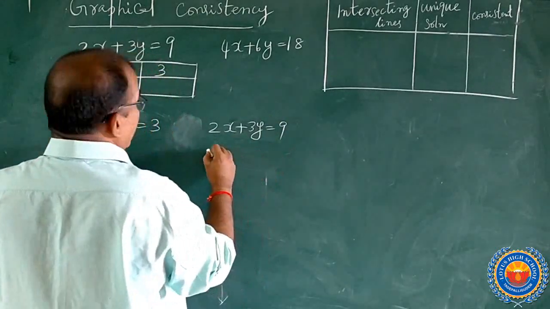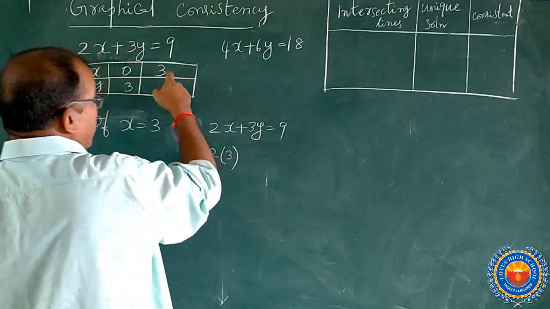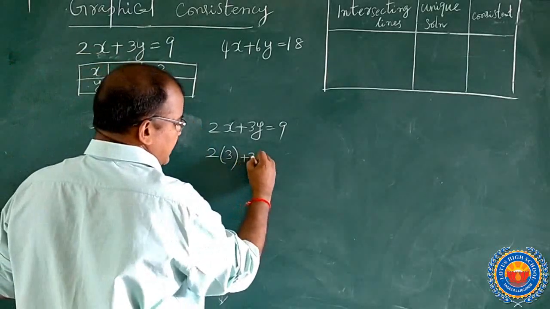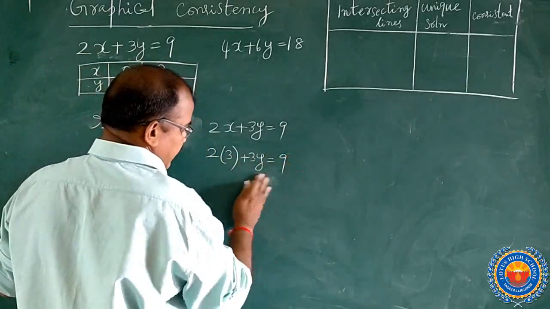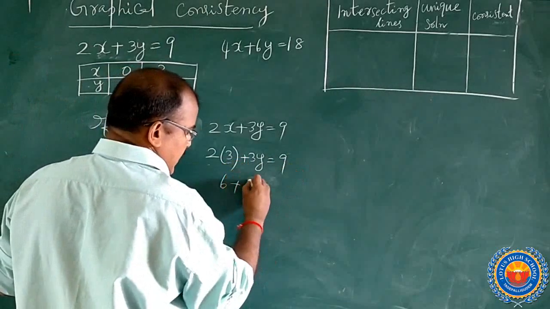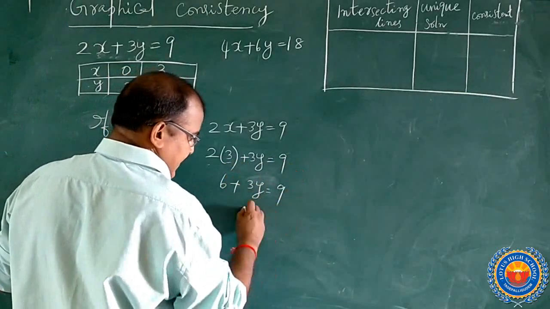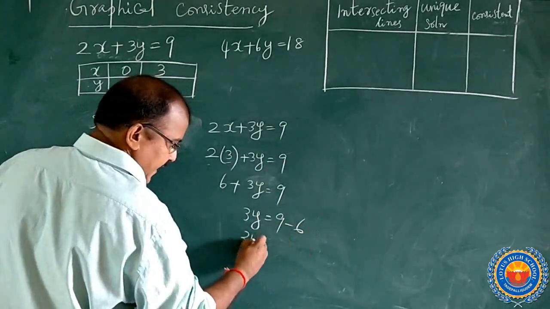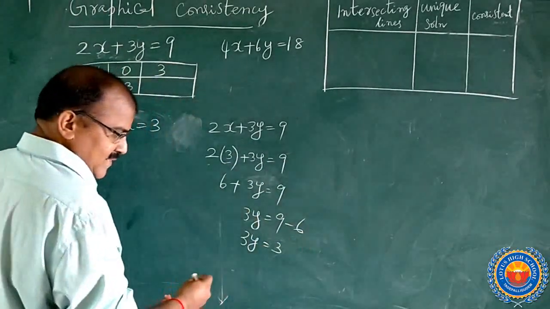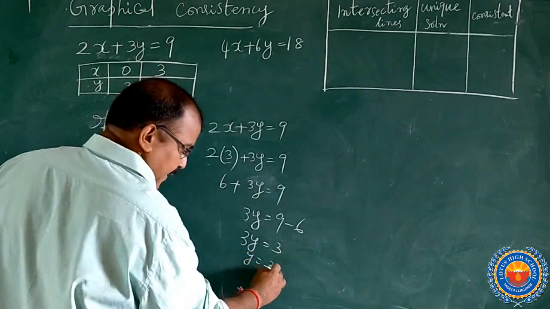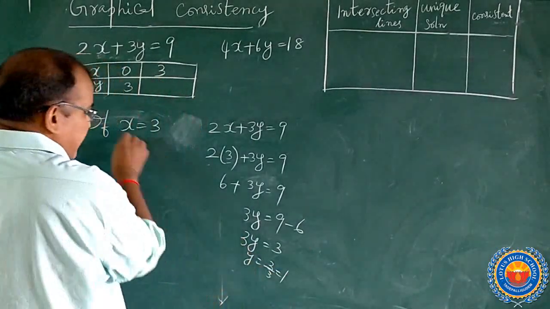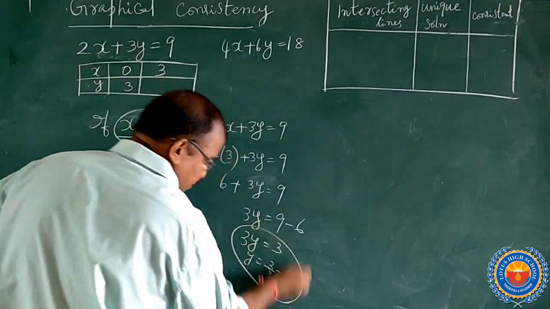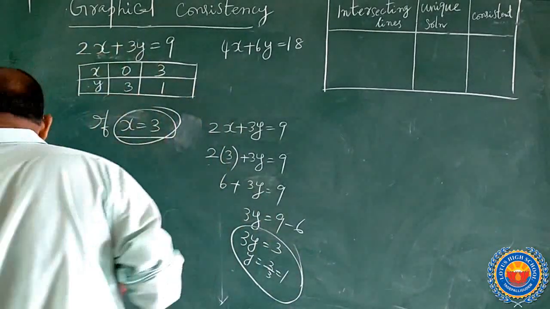See here, 2 into 3 plus 3y is equal to 9. 2 threes are 6, so 6 plus 3y is equal to 9. 3y is equal to 9 minus 6, so 3y is equal to 3. Y is equal to 3 by 3, y is equal to 1. If x is equal to 3, y is equal to 1.